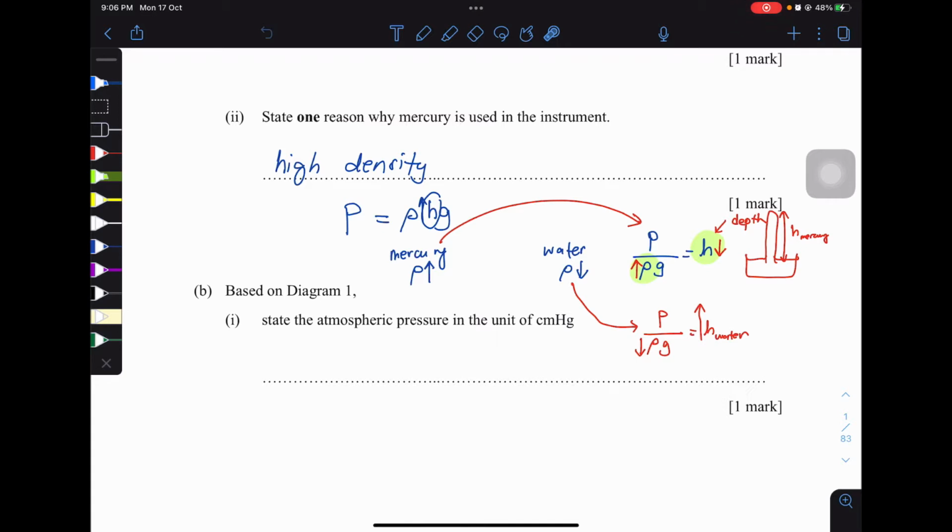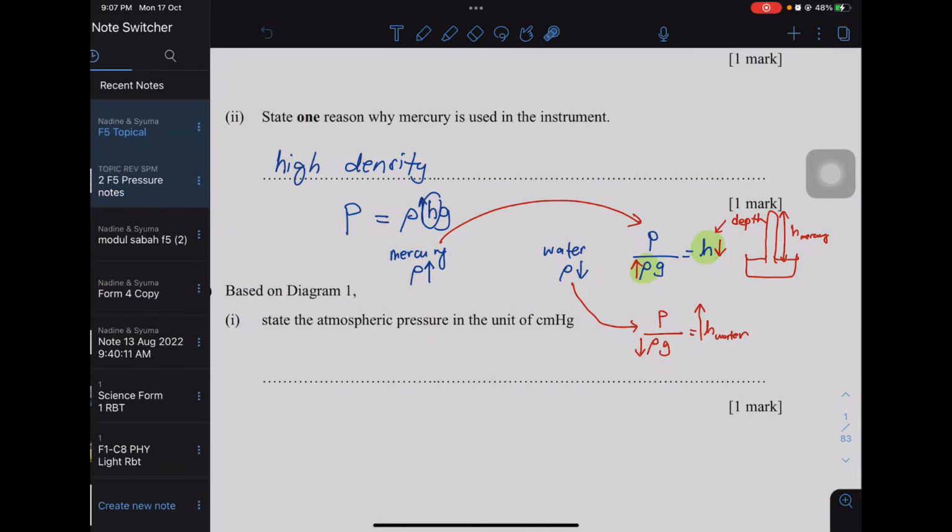Now, density is the manipulated variable, because we have two types, or two mediums. We have mercury and water. Mercury has higher density, water has lower density. So now, this formula is obtained from here.